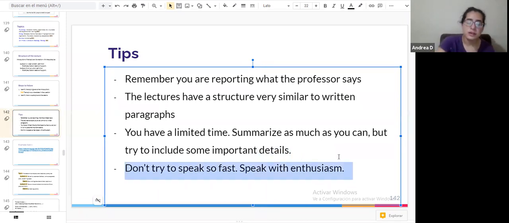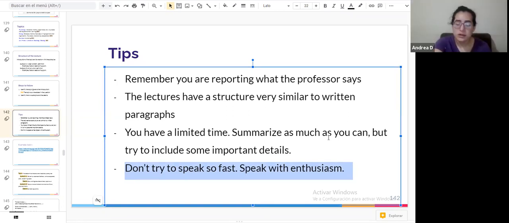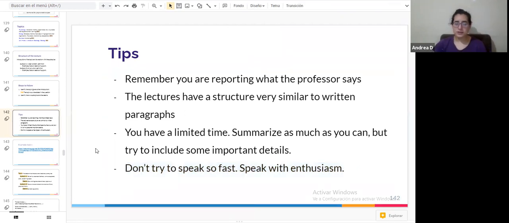And finally, don't try to speak so fast or to make it in time, just speak calmly, take it easy with enthusiasm, try to articulate your words. Okay. Try to articulate the words as much as you can, make it clear for the listener to understand what you're saying, and make it look like you actually like the topic, like you're passionate about it. Okay, so those are some tips.